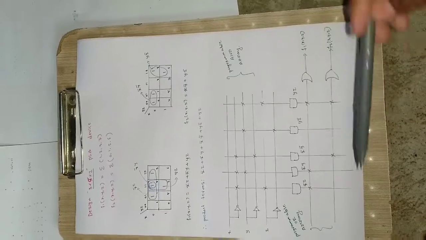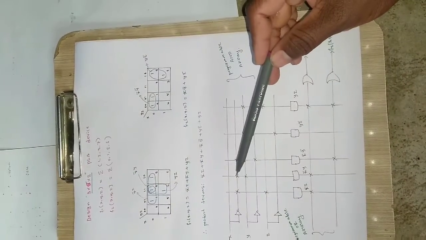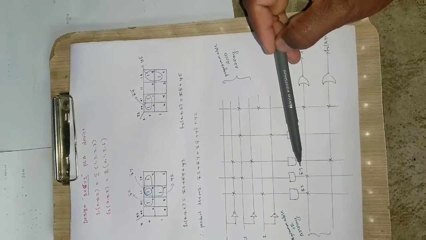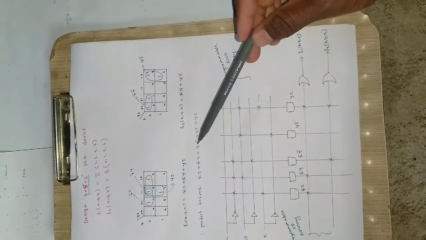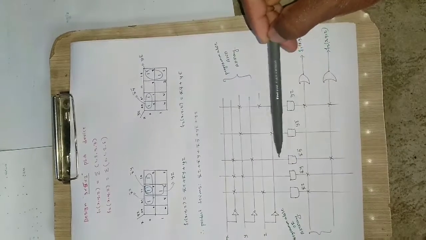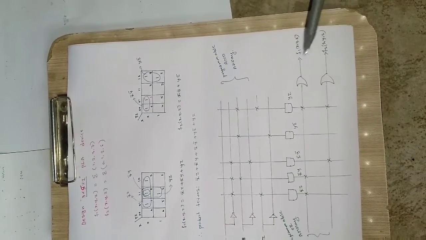That is first. And second, I want x bar into y. So I will take x bar here and y is here, and these two will give x bar into y. Similarly do for x bar into y bar. So x bar is here, y bar is here, multiply them, and we will get x bar into y bar. Others are done in the same manner.